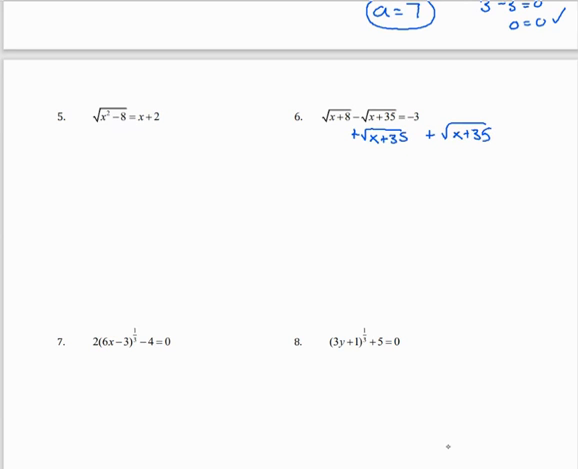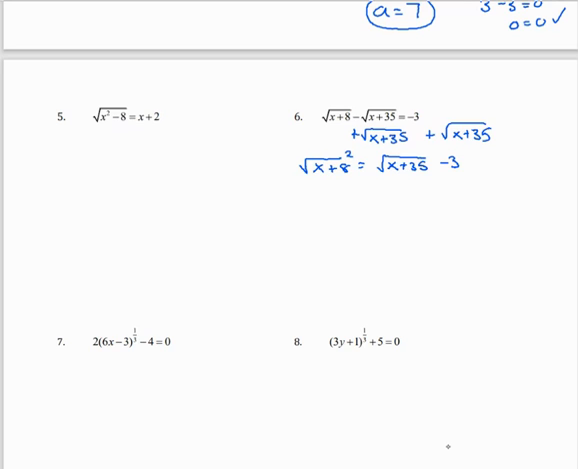So now I will have the square root of x plus 8 equals, and because that's a negative 3, I'm going to put that afterwards. So I'm going to have the square root of x plus 35, and then minus 3. Once we are at this point and we've isolated one of those radicals, I'm going to now square both sides. So to undo that radical on the left, I square it. So I need to do that on the right.